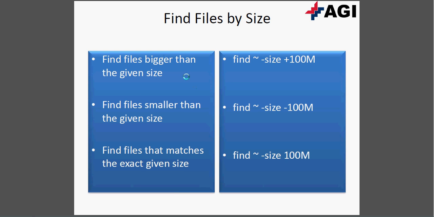And I can also find files based upon their size. I can use the option minus size, and I can provide the size in terms of megabytes. So the first command will look for files which are greater than 100 meg. The second one looks for files smaller than 100 megabytes, and if you want the exact size, you can just put the number, that is 100 meg, and it will find the files for you.